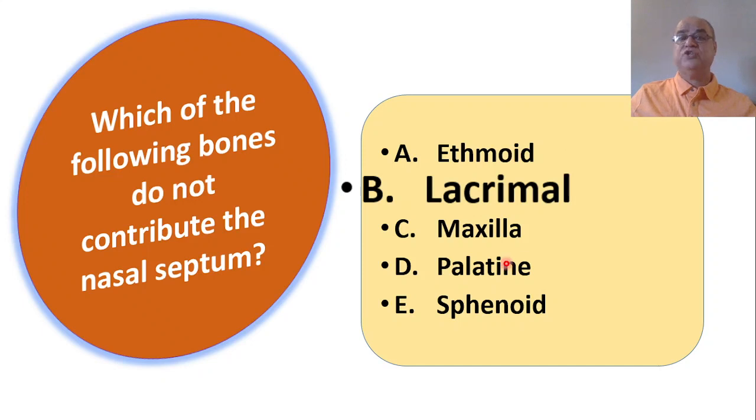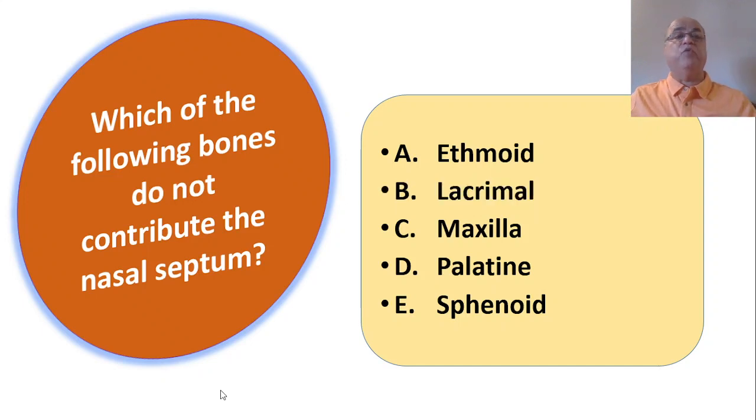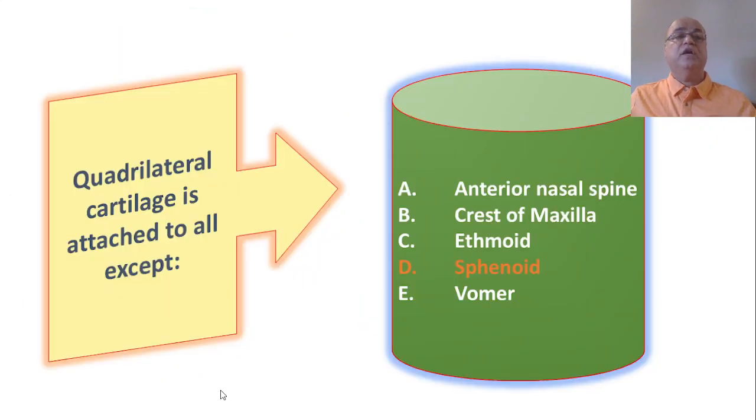Ethmoid, it is attached with maxilla. Yes, maxillary crest is there. Crest of palatine bone is also there, and this sphenoid is also contributing to the nasal septum. Lacrimal bone is not contributing to the nasal septum. This is about the nasal septum framework, and this was the question which I was just mentioning.